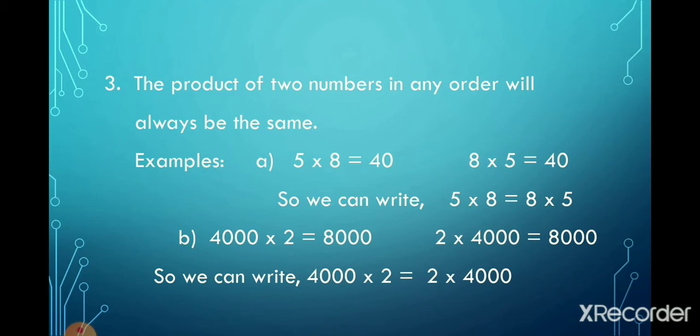Let us see the second example. In this example, we are taking one 4-digit number. 4000 into 2 is equal to 8000. Or if you multiply 2 into 4000, that is also equal to 8000. So we can write it as 4000 into 2 is equal to 2 into 4000. Understood, children? If you take any two numbers, first you multiply both of them, you will get one answer. When you change the order, the second number you write first and the first number you write second, after that also you multiply, you will get the same number.